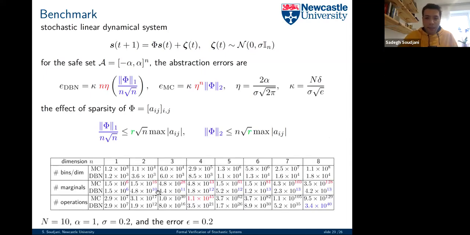And to just show the numbers, if I want to compute the marginals, the number of transition probabilities for the Markov chain, you see here the exponent of 10 increases. So you have some exponential growth in the number of marginals I have to compute. But in the DBN, I have a kind of linear growth in the number of marginals I need to compute.